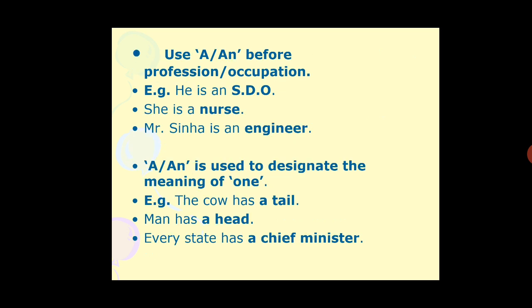Use an before profession or occupation, means vocation you can say. There are professions like he is an SDO, she is a nurse, Mr. Sinha is an engineer. Similarly, to designate the meaning of one, if you want to denote the meaning of one, so in place of one you can put a or an as an article. You can see here, the cow has a tail, man has a hat.